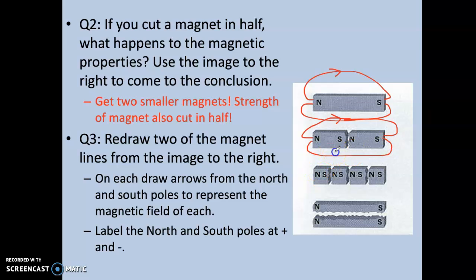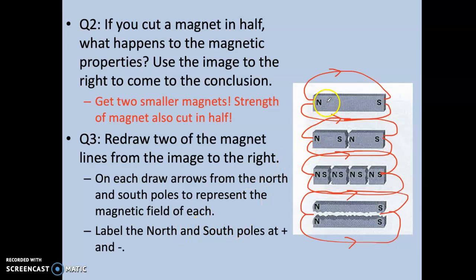Even though they're cut, it doesn't mean that it's any different. So all these actually have the same magnetic field because they are all lined up together. If I separated them, then it would be smaller. And then label north and south poles as positive and negative.